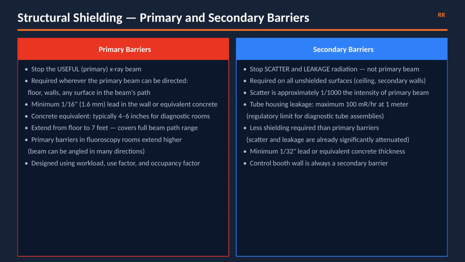Secondary barriers stop scatter and leakage, not the primary beam. Required on all unshielded surfaces, ceiling, secondary walls.